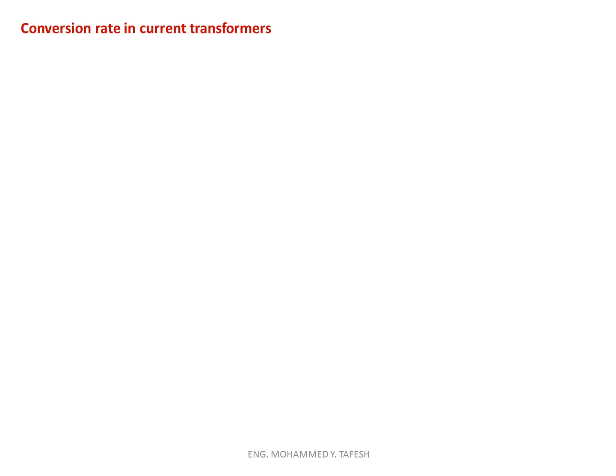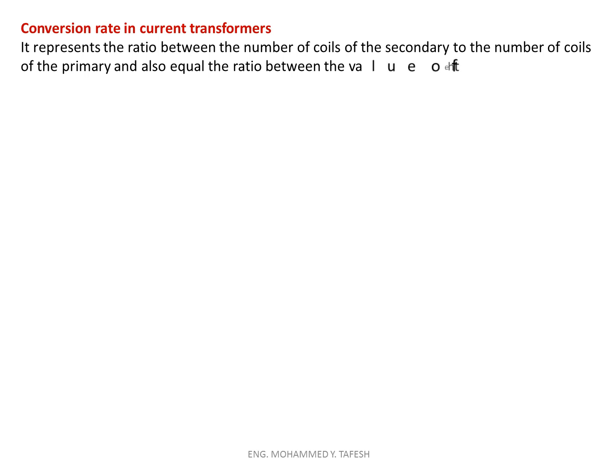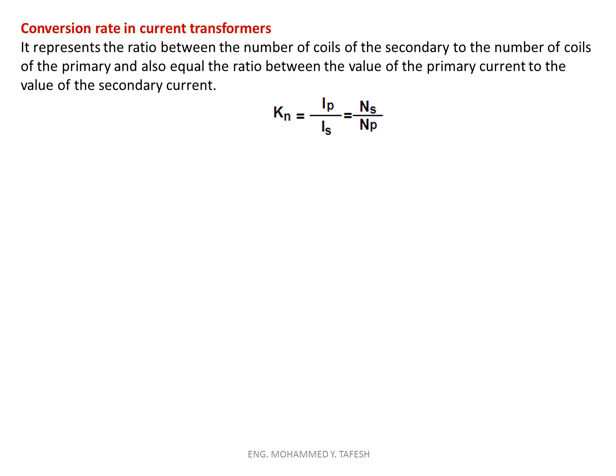Conversion rate in current transformer. It represents the ratio between the number of coils of the secondary to the number of coils of the primary, and also equals the ratio between the value of the primary current to the value of the secondary current. This is the formal equation of current transformer.